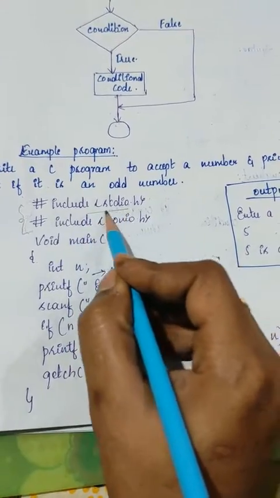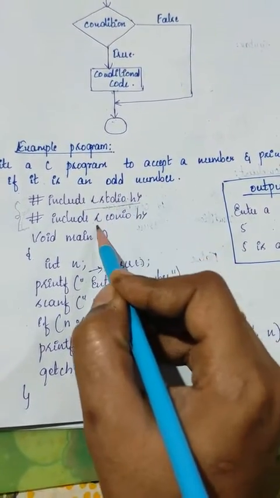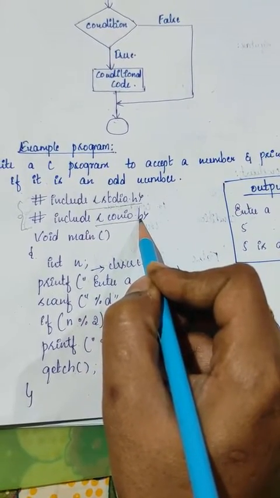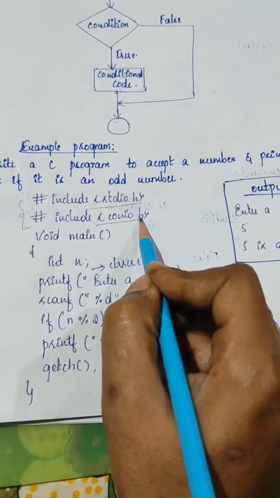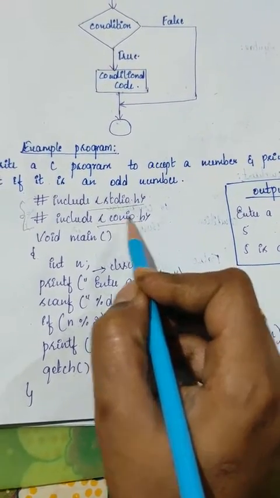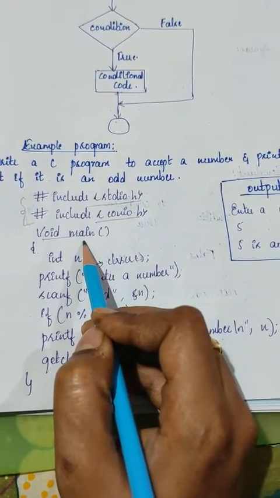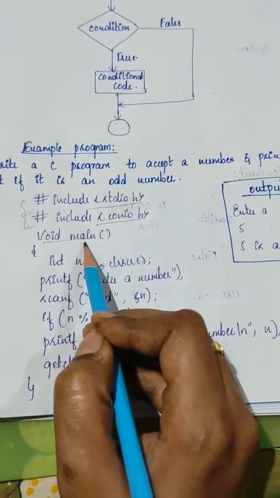See, #include <stdio.h>, standard input output dot h header, and <conio.h>, console input output dot h. H is for the header. So these are the two headers used in the C language. Then void main. Your program execution will begin from the void main.